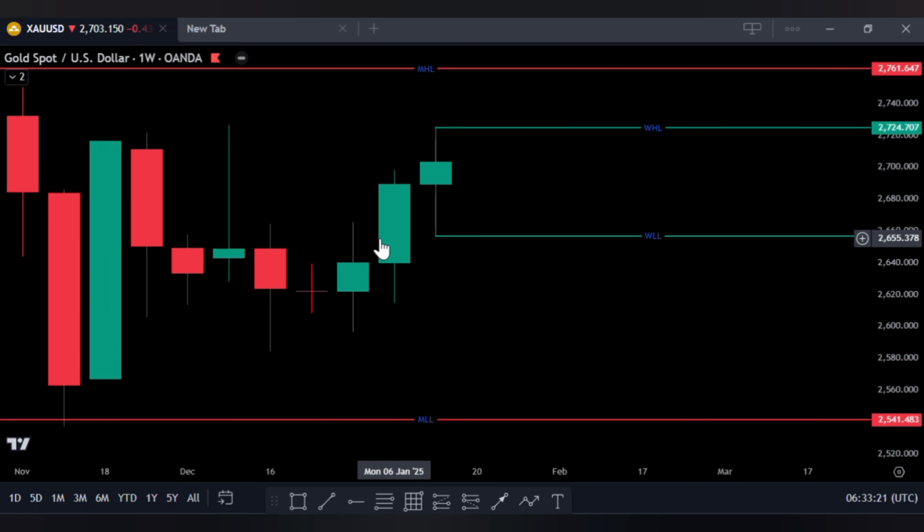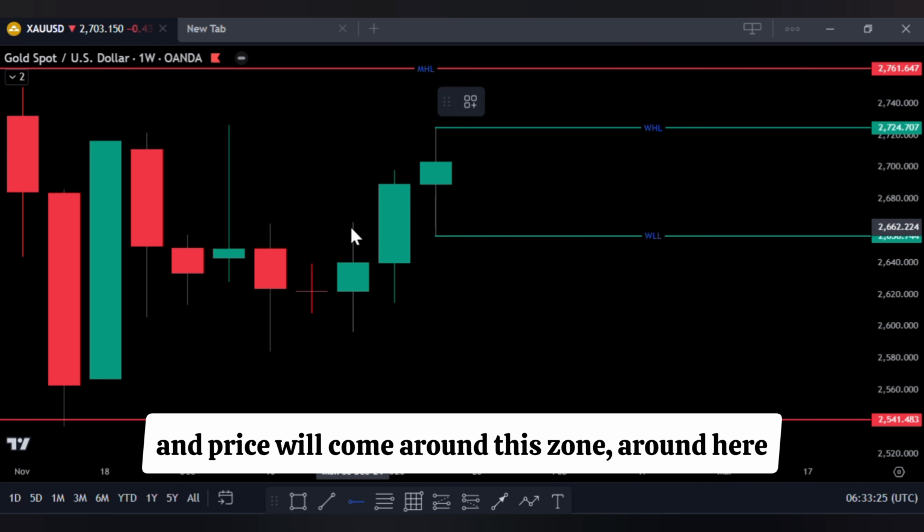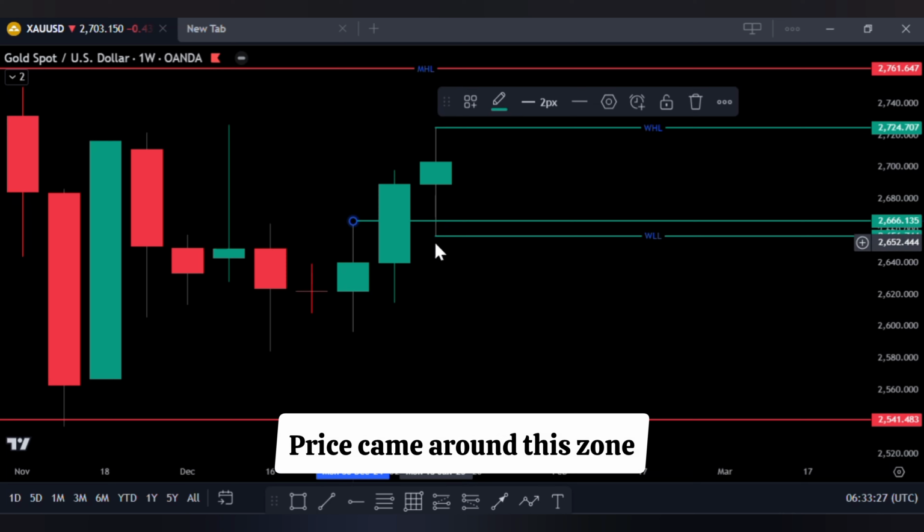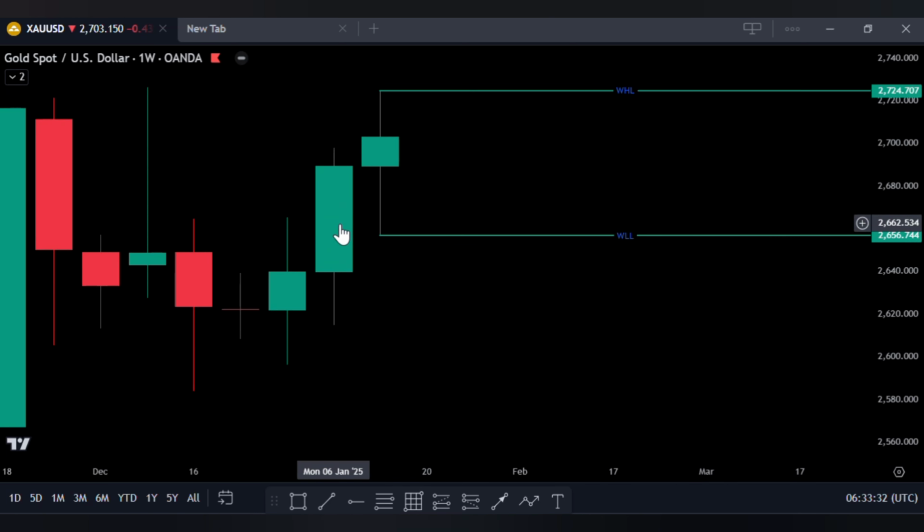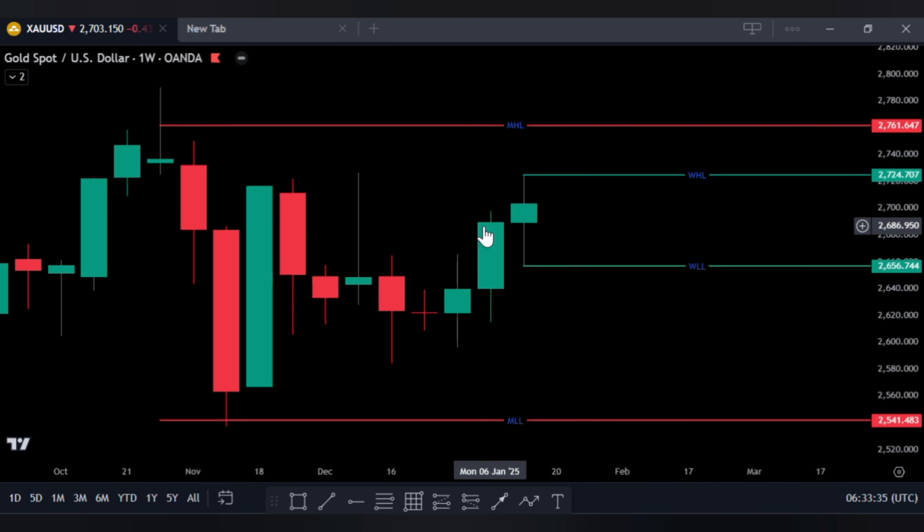So last week I said price will be bullish and price could come around this zone, around here. What did price do? Price came around this zone and then continued going up. So this week we still wait.